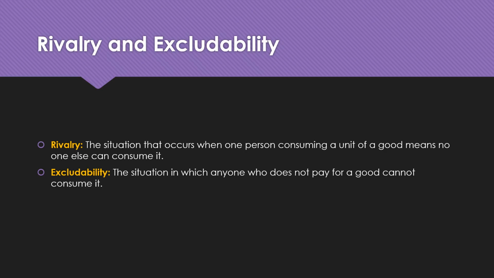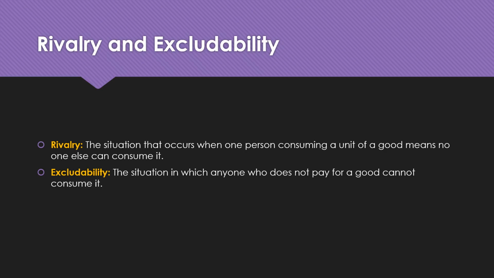I want to finish the lecture by talking about this concept of rivalry and excludability, because it helps us determine the relationships between what are known as private goods and public goods. So rivalry is just the situation that occurs when one person consuming a unit of a good or service means no one else can consume it. So rivalry is saying that because I am holding this product, no one else can have this product.